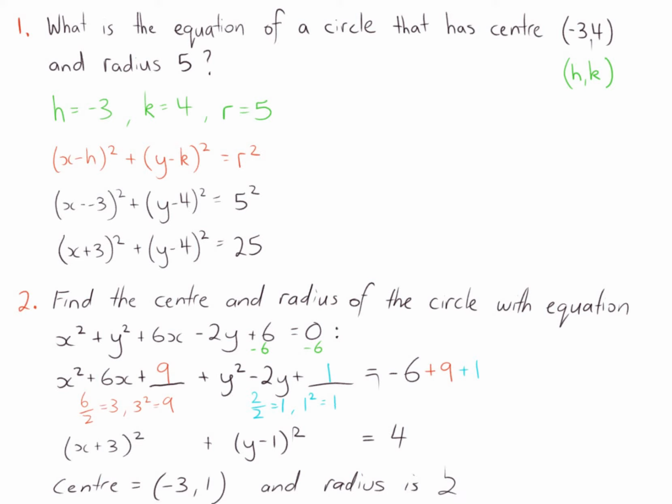If you're wondering where we got the -3 from for the centre of the circle, x plus 3 is x take away -3.